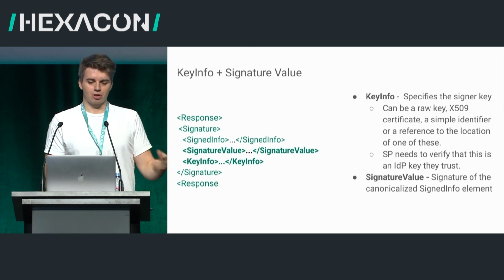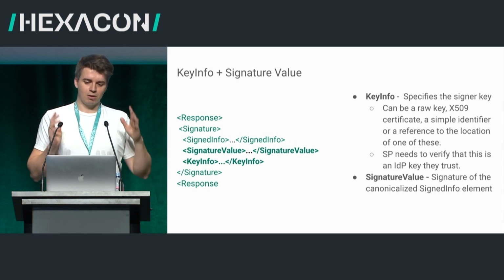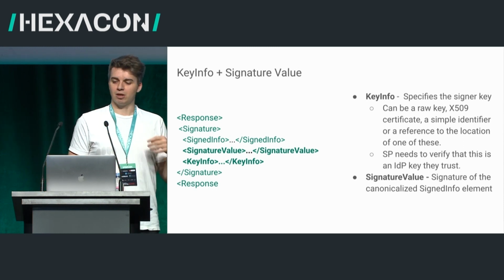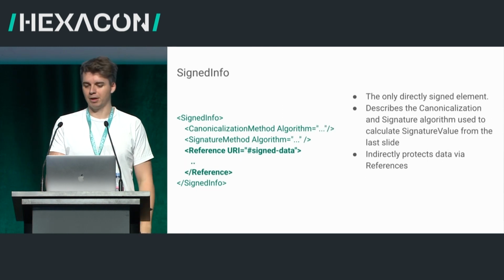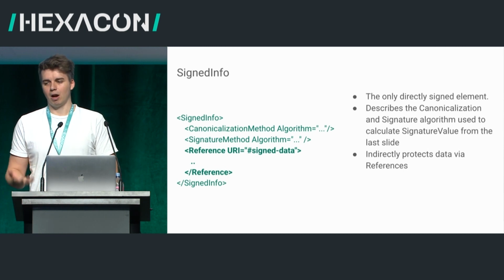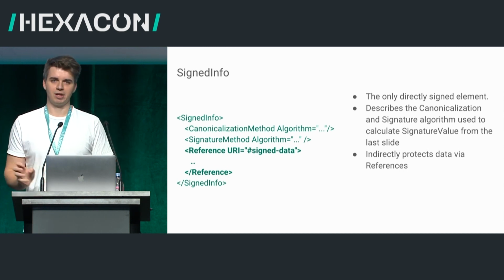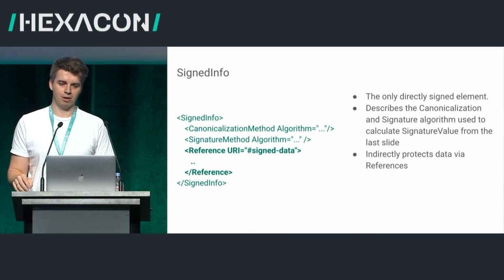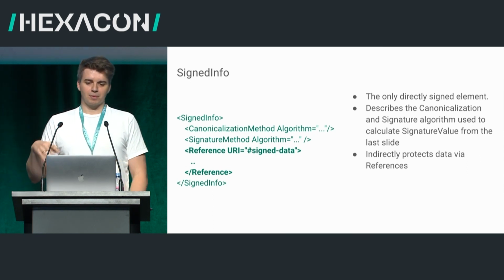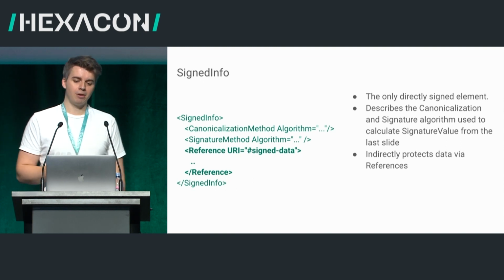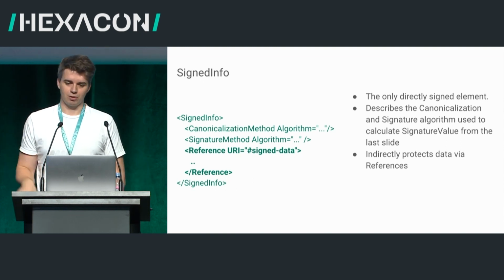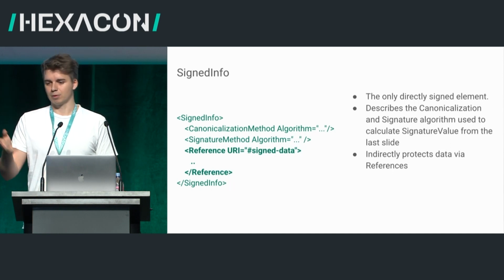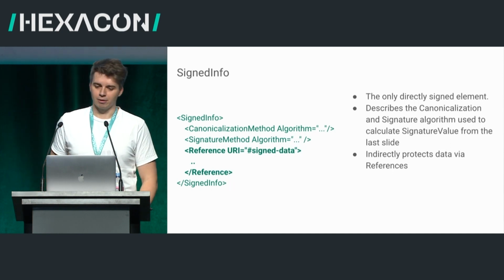And then you have the signature value, and as the name suggests, this contains the signature value of the canonicalized signed info element. So what's the signed info element, you might ask? That's the only element in this whole document that's directly protected by the private key signature. And it describes its own canonicalization method, as well as the algorithm then used to generate the signature value. So this would be something like RSA or so.